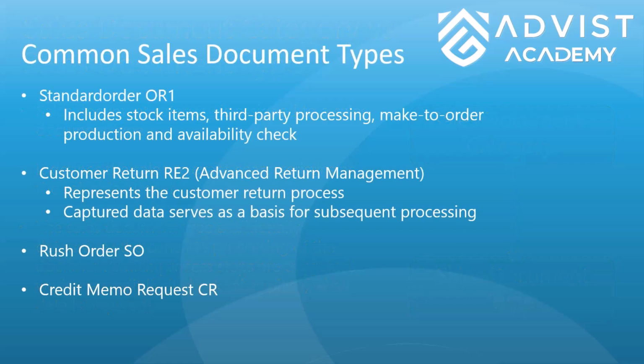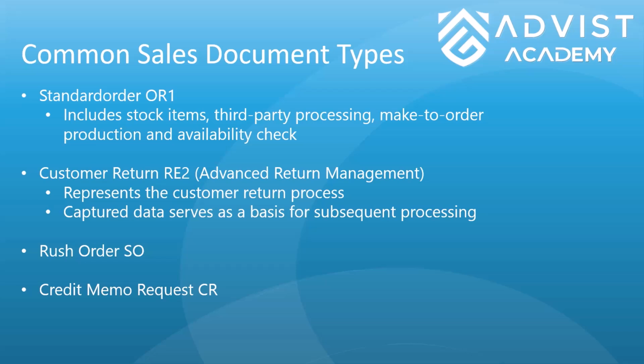One commonly used sales document type is the standard order OR1, which is frequently used for order processing. In the SAP standard, this type typically covers processes such as stock items, third-party processing, and make-to-order production. It includes an availability check and leads to the creation of a delivery and a billing document.